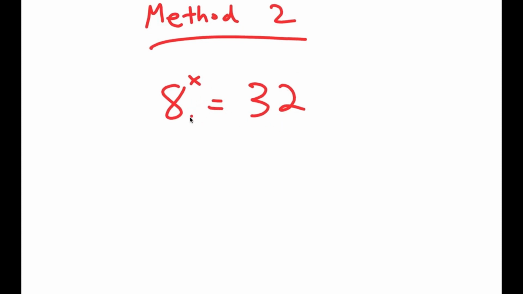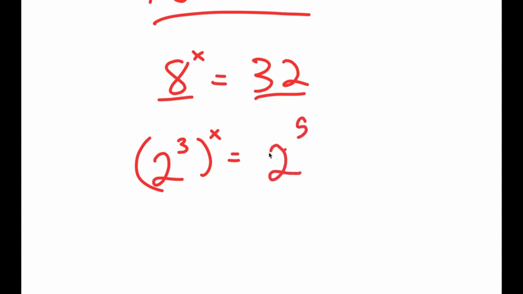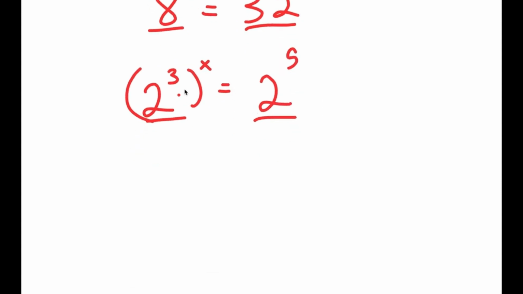So for this method, I'm actually just going to start by rewriting these two numbers. So 8, I'm going to rewrite as 2 to the power of 3, and 32, I'm going to rewrite as 2 to the power of 5. So I'm rewriting both of these as the same bases, which now makes them much easier to solve.